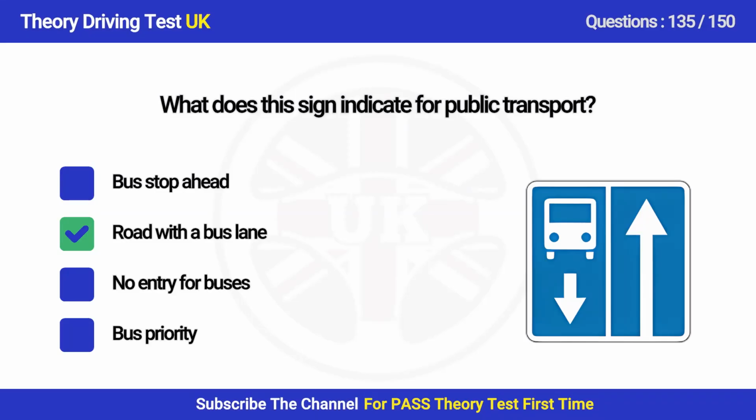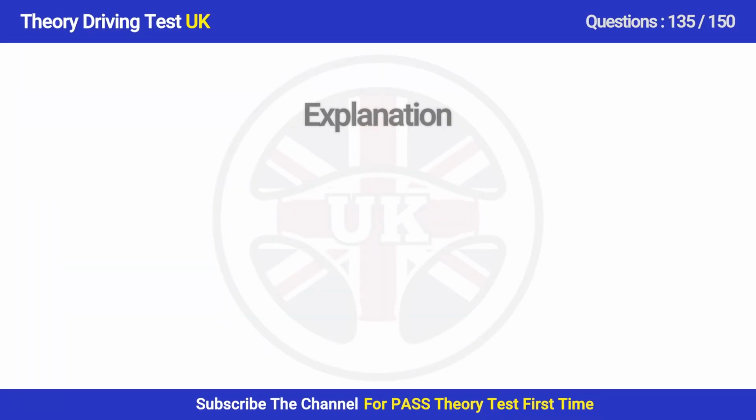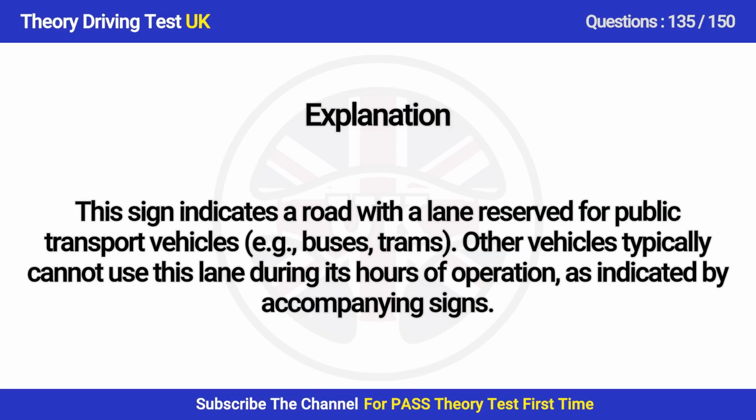Answer is B. Road with a bus lane. This sign indicates a road with a lane reserved for public transport vehicles, e.g., buses, trams. Other vehicles typically cannot use this lane during its hours of operation, as indicated by accompanying signs.